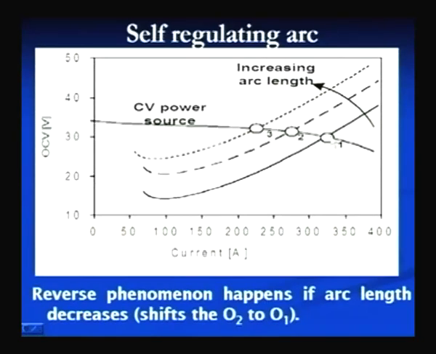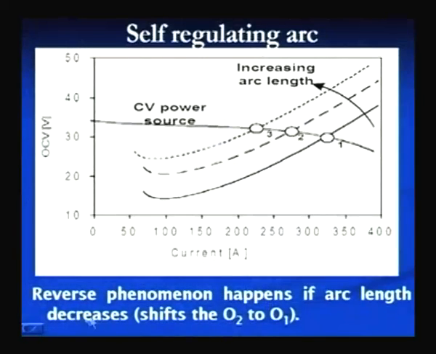If there is an increase in arc length due to any reason, then the operating point will be shifted from point 1 to point 2, and this will decrease the welding current significantly, say from here 340 to somewhere here 260. This significant reduction in the welding current will decrease the melting rate, and if the electrode is being fed at a constant speed, then it will result in the reduction in the arc gap or arc length. So, after some time an equilibrium will be maintained corresponding to the arc length which is required, and the reverse phenomenon happens if the arc length decreases.